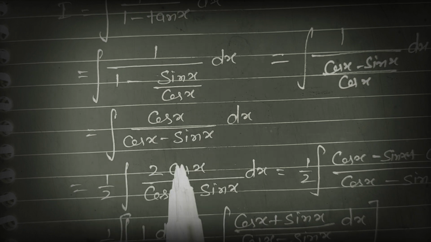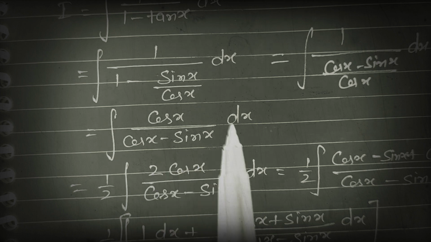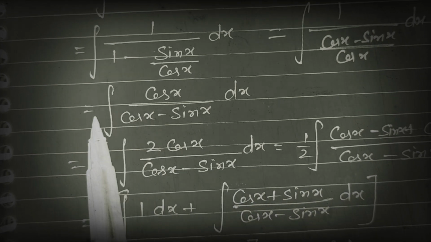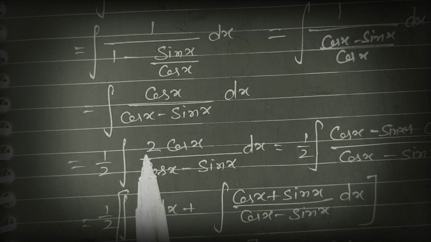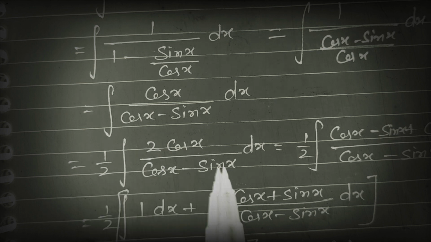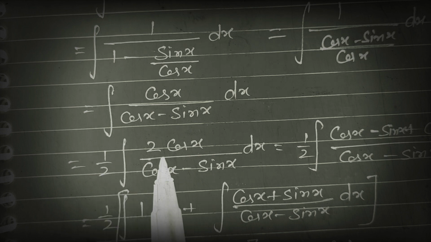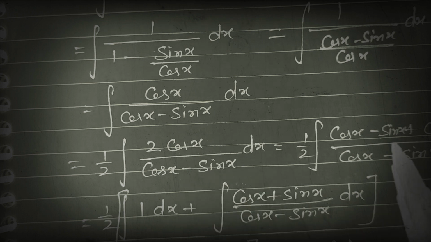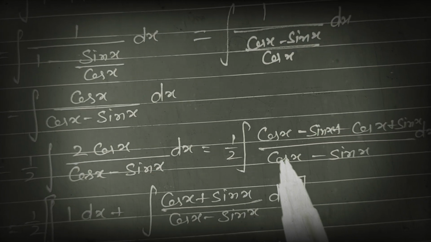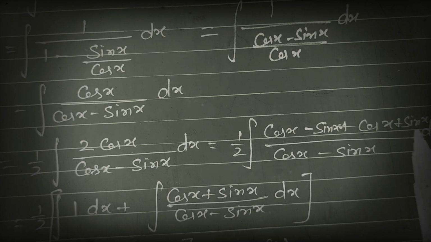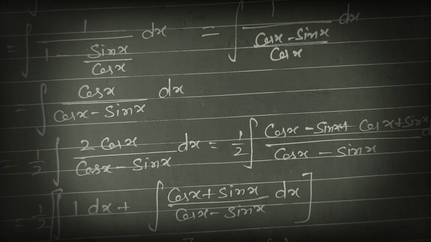Now we can find its integration by multiplying by 2 and dividing by 2. If you multiply this by 2 and divide by 2, it is 2 cos x upon cos x minus sin x dx into 1 by 2. And 2 cos x we can write as cos plus cos. If you subtract one sin and add one sin, it will be half of cos x minus sin x plus cos x plus sin x upon cos x minus sin x dx.